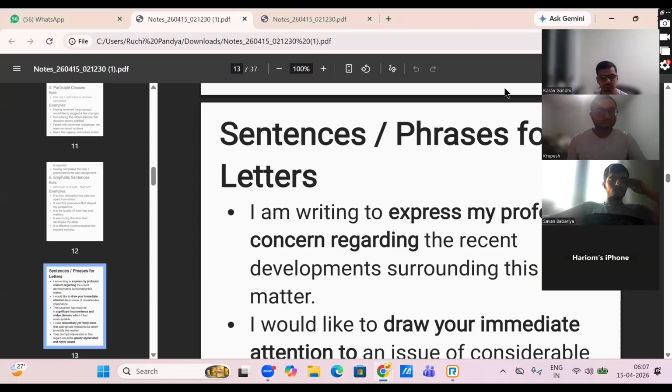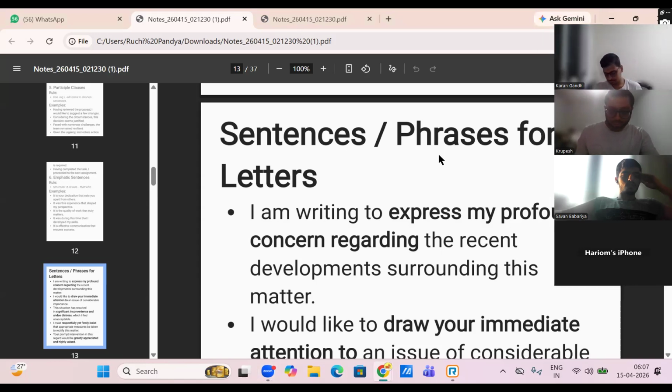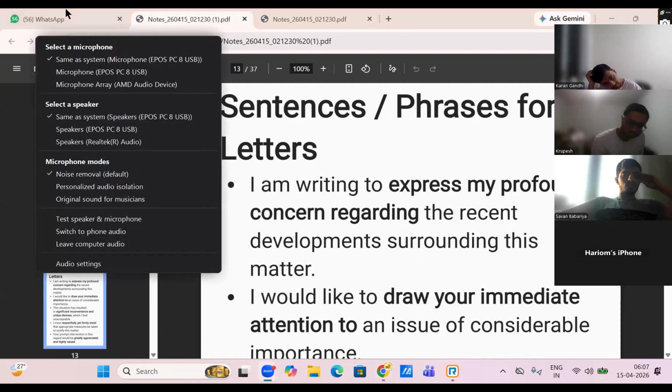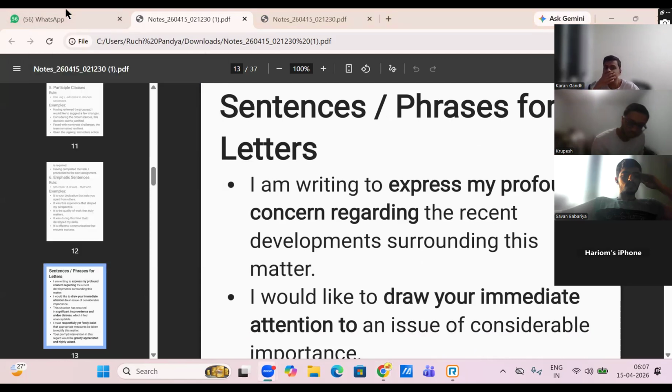I am writing to express my profound concern regarding the recent developments surrounding this matter. Savan, explain the meaning of the sentence to me in Hindi, Gujarati, whatever you are comfortable with. Read it again, read it 2-3 times, right here, it's fine, read it again.